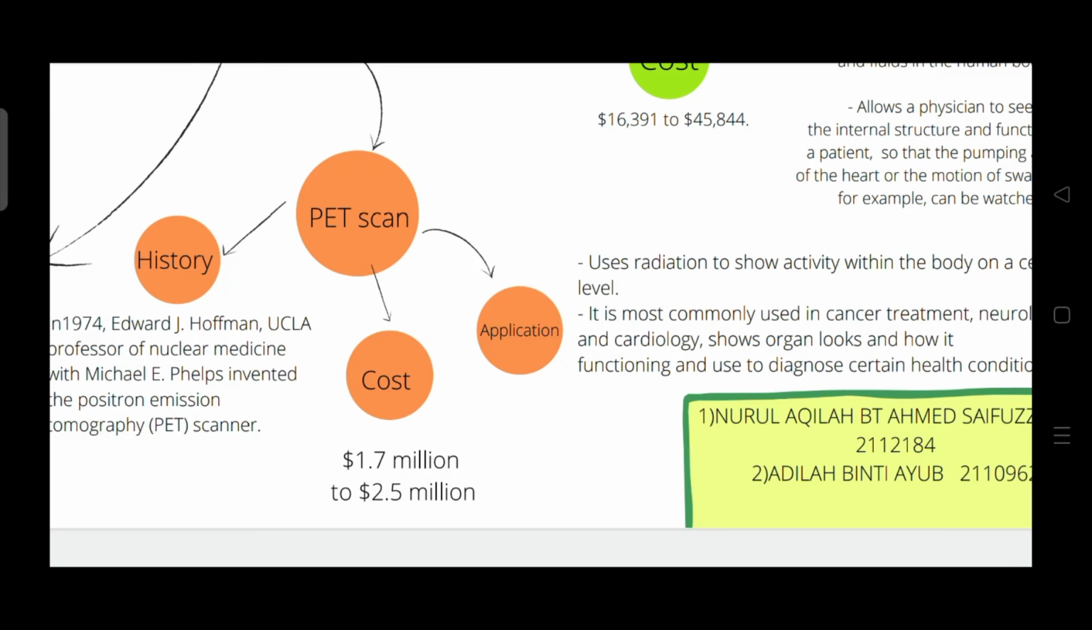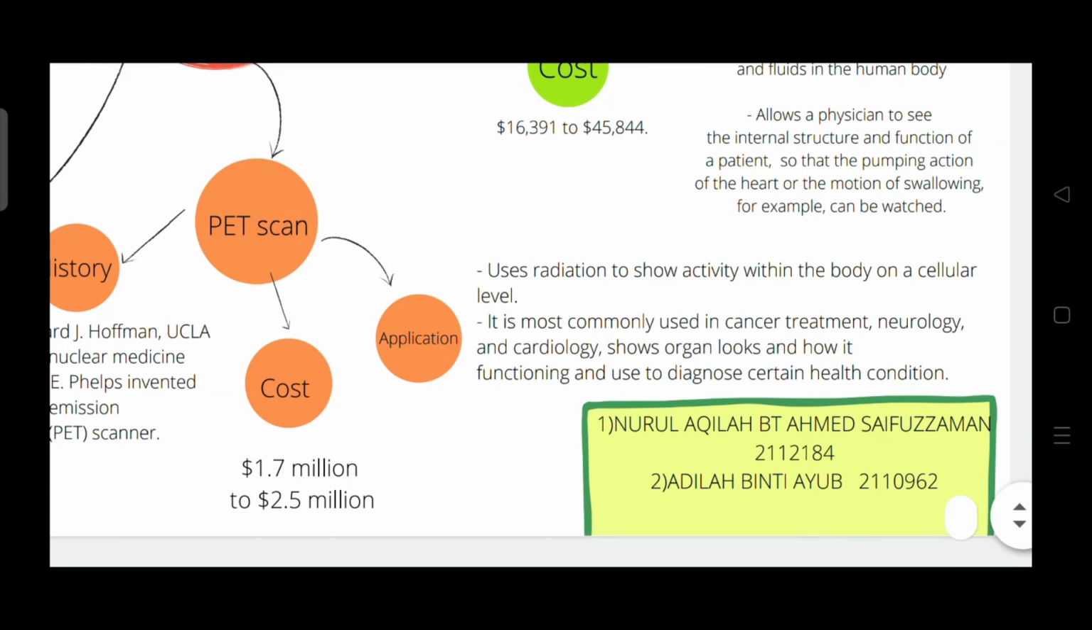The cost for PET scan is around $1.7 million to $2.5 million, and for the application, PET scan uses radiation to show activity within the body on a cellular level. It is most commonly used in cancer treatment, neurology, and cardiology. It shows not only what an organ looks like, but how it is functioning.